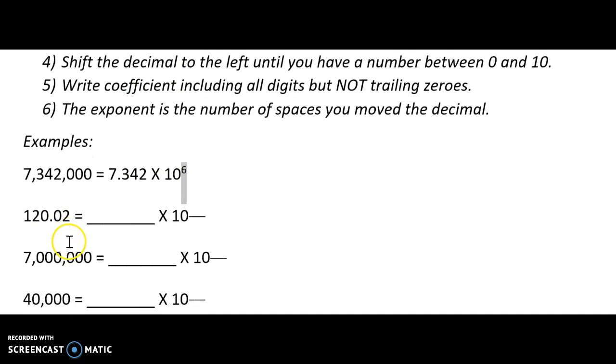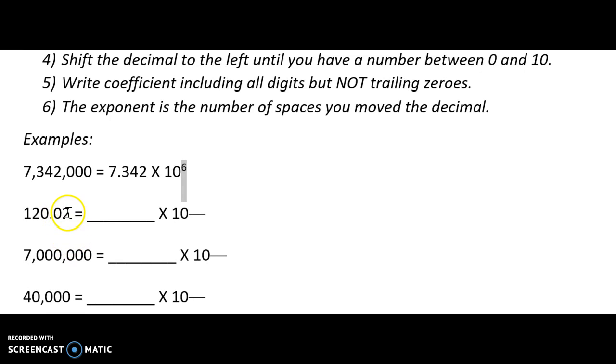Another quick example, just because this might throw you off. How would I write this one? 120.02. Well, I start with 1.2, right? Because that's between 0 and 10. But now I have to include all this information, 002.